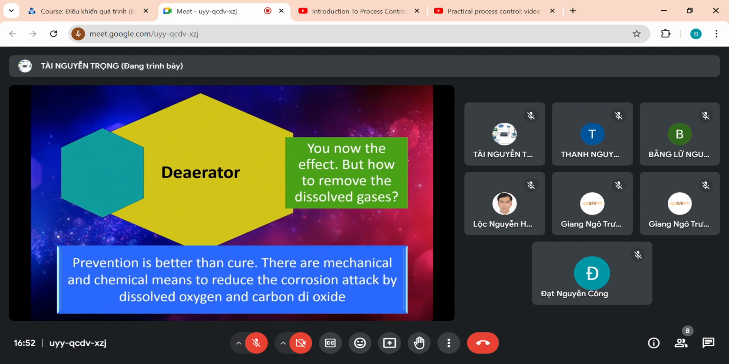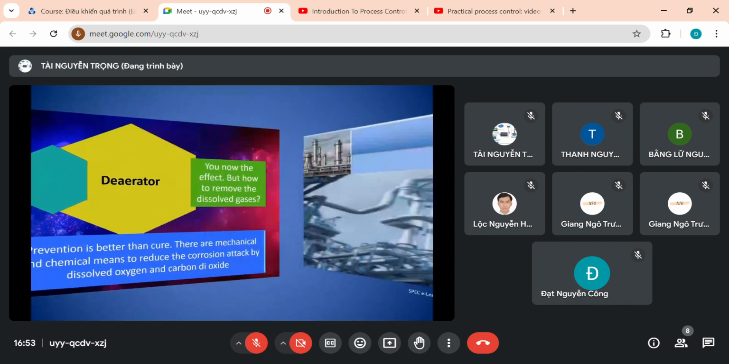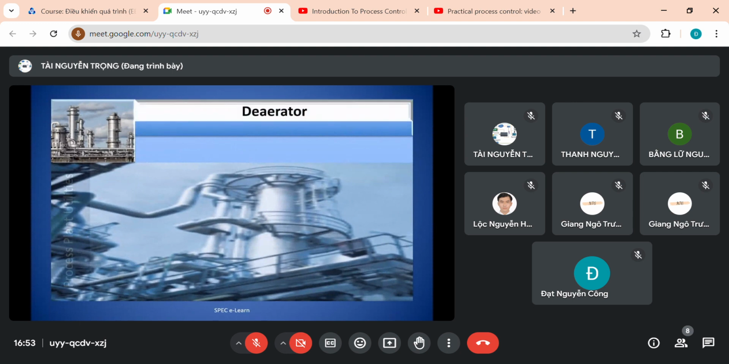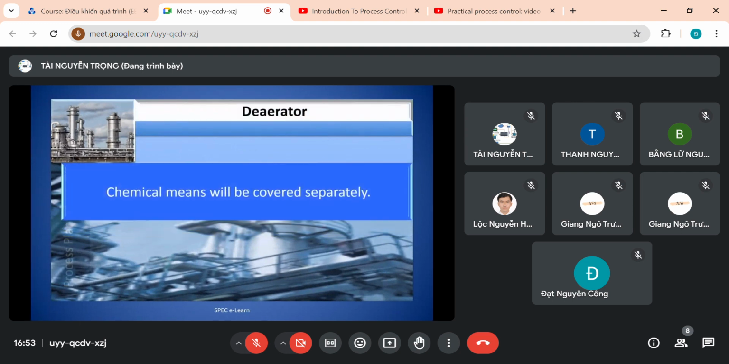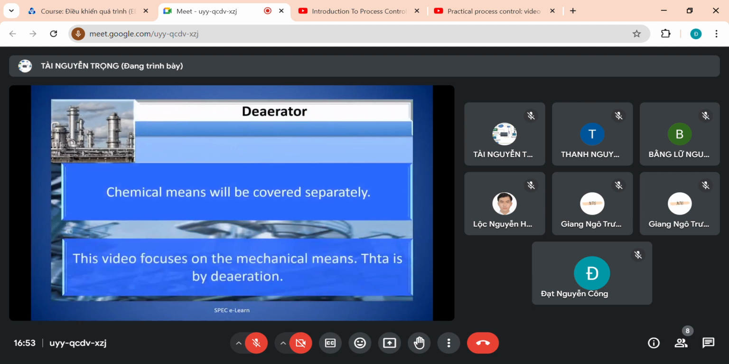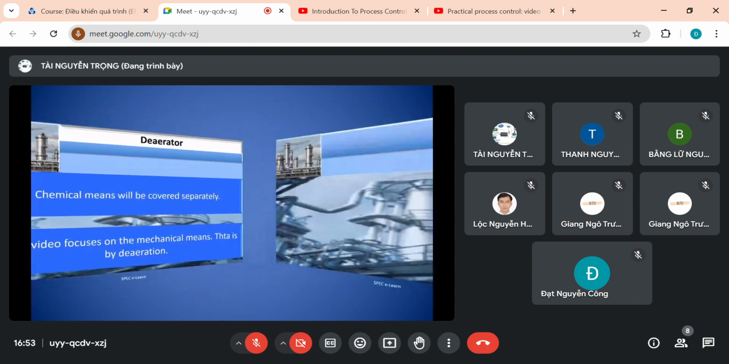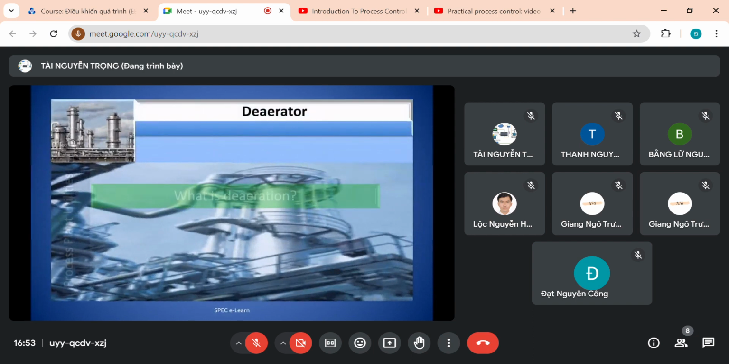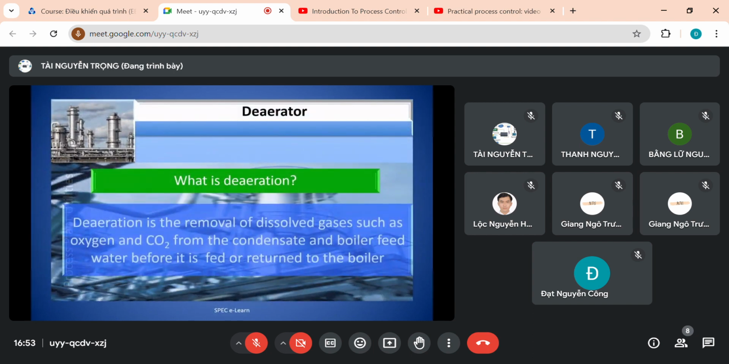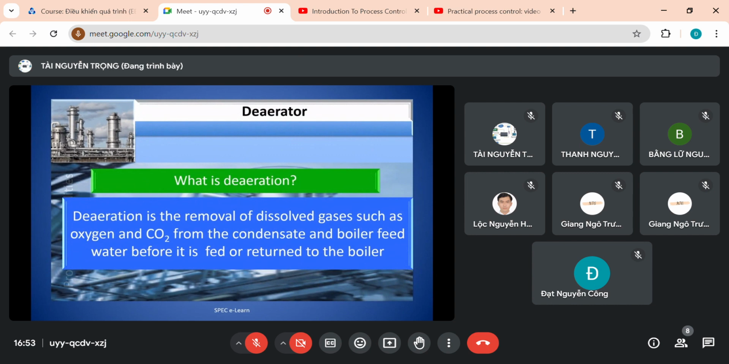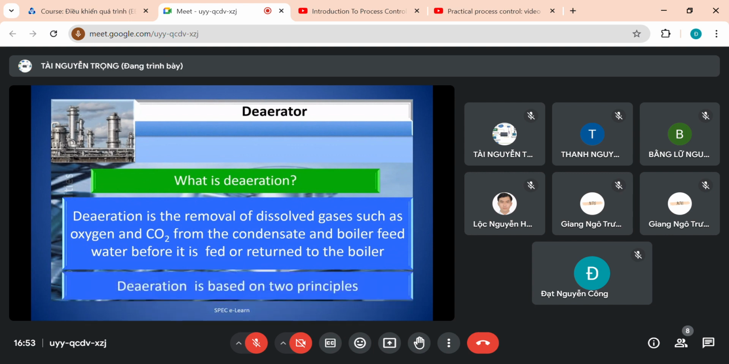There are mechanical and chemical means to reduce a corrosion attack by dissolved oxygen and carbon dioxide. Chemical means will be covered separately. This video focuses on the mechanical means, that is, by deaeration. What is deaeration? Deaeration is the removal of dissolved gases such as oxygen and CO2 from the condensate and boiler feed water before it is fed or returned to the boiler.